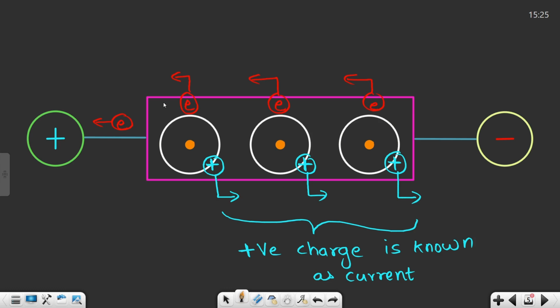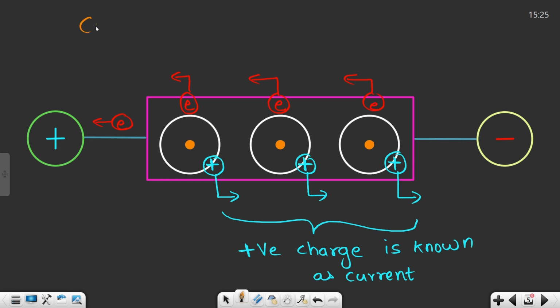I have seen most of the students and most of the books say that the electron flows in this particular direction, that is from negative to positive, so this should be the direction of current. Wrong, this is the direction of current. This is the conventional current. I'll show that, don't worry about that.